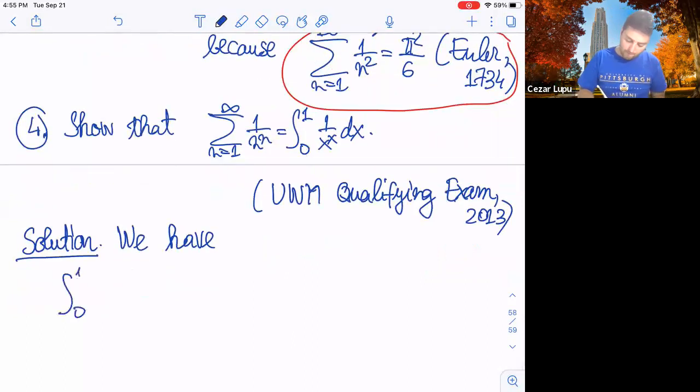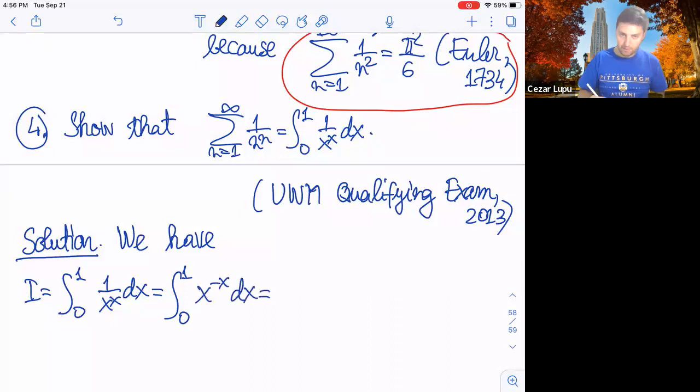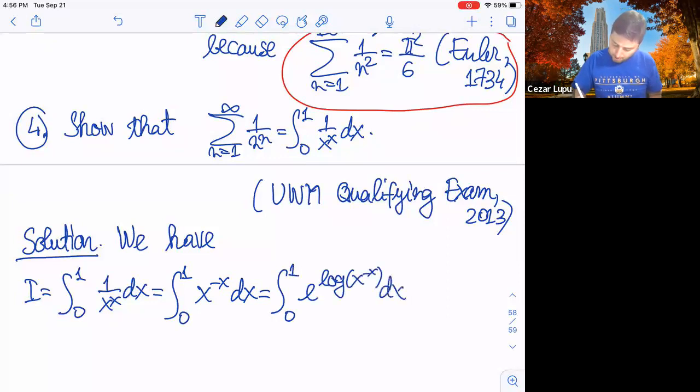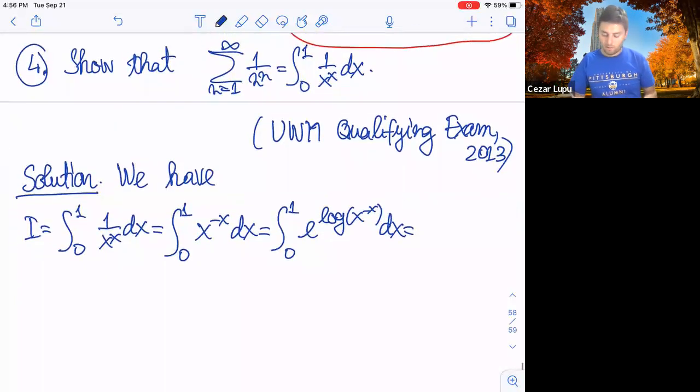We have this integral. As you know, this is I. So this would be, let's be careful here. I'm going to do the following trick. And this will be the integral from 0 to 1 of e to the negative x log x dx. Wow, that's nice. So I wrote it in this way.